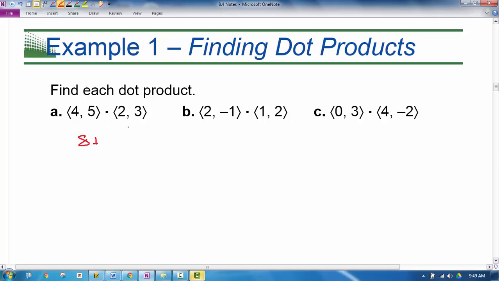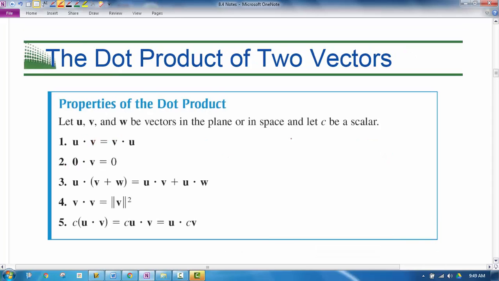We'd do 4 times 2, which is 8, plus 5 times 3, which is 15, and that gives us the answer for the dot product, which is 23. Okay, the next one, 2 times 1 gives you 2, plus negative 1 times 2 gives you negative 2, which the dot product would then give you 0. Between these last two vectors, 0 times 4 is 0, plus 3 times negative 2 is negative 6, so when you add them together you get negative 6. That's the dot product.